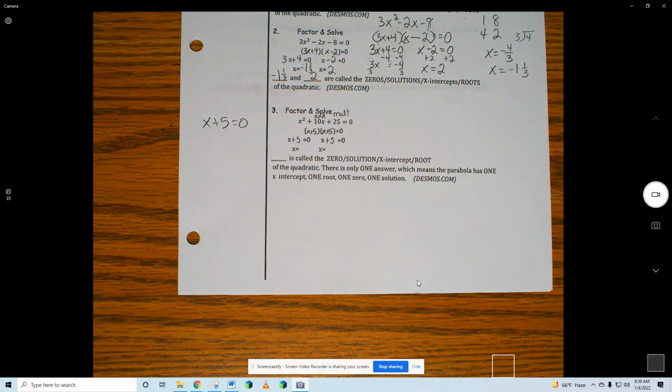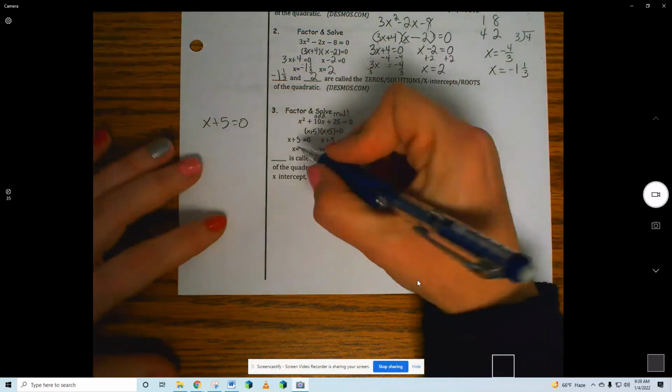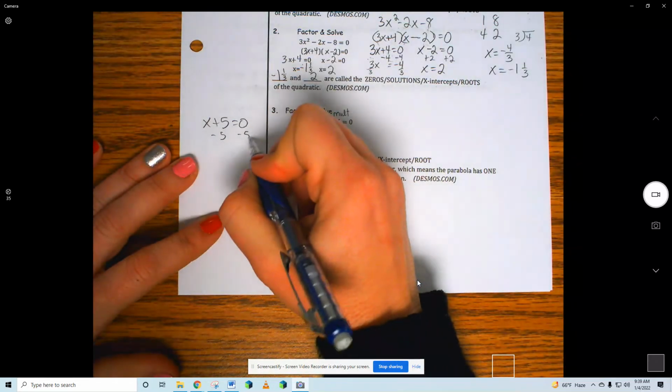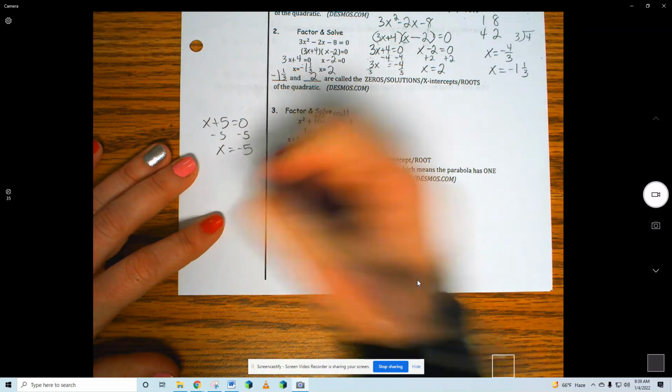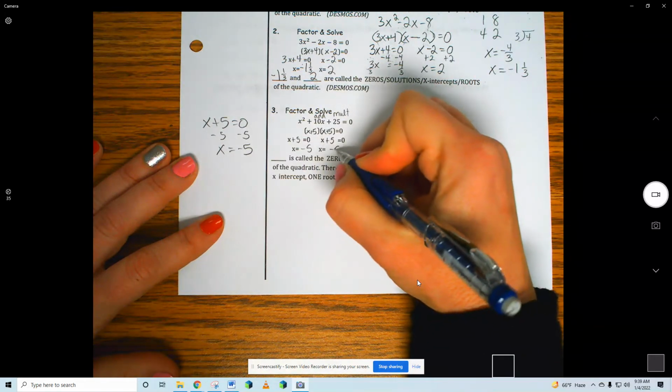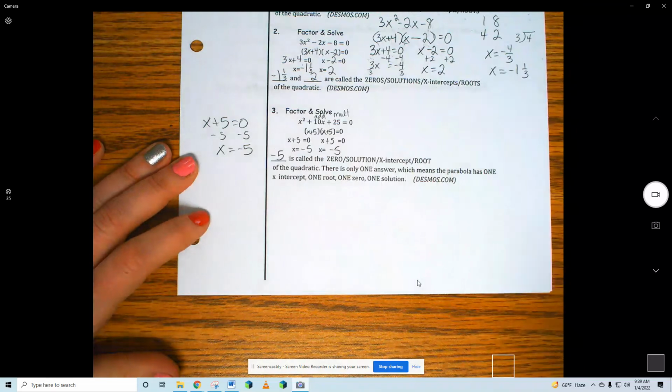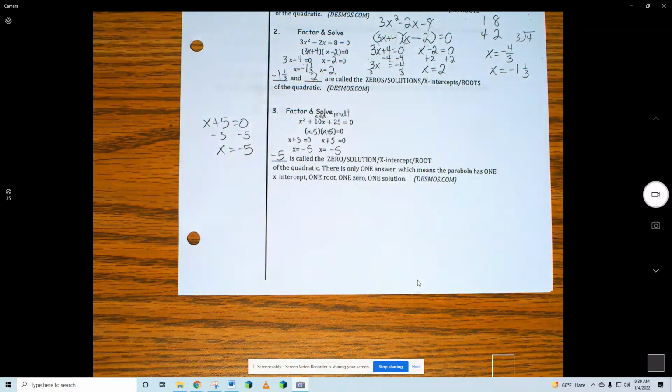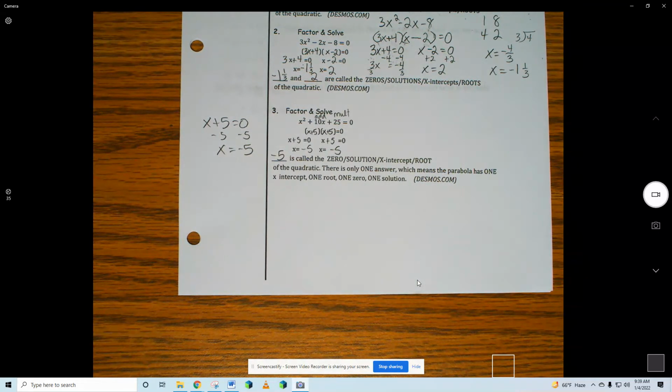So what is it, guys? Negative 5. You subtract 5 from both sides. X equals negative 5. Negative 5 is called the zero, or the solution, or the x-intercept, or the root of the quadratic. There's only one answer, which means the parabola only has one x-intercept, one root, one zero, or one solution.